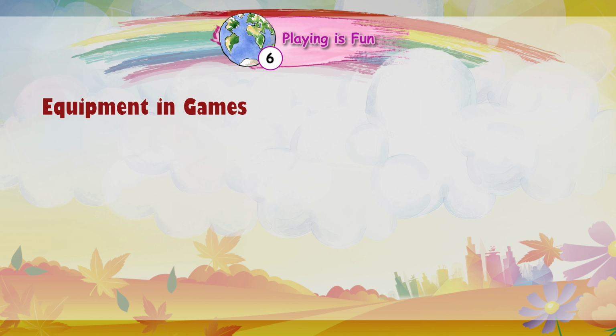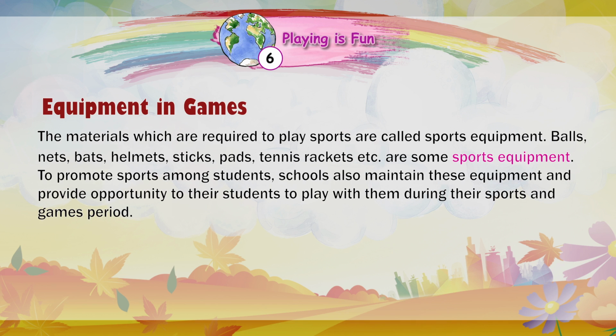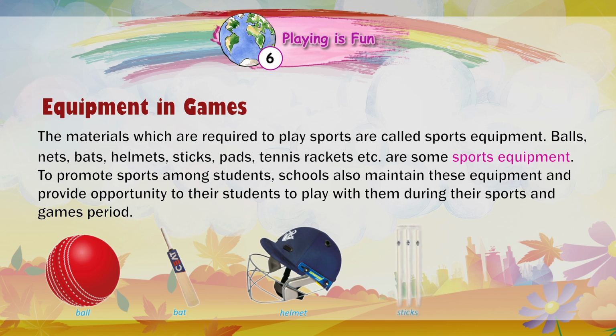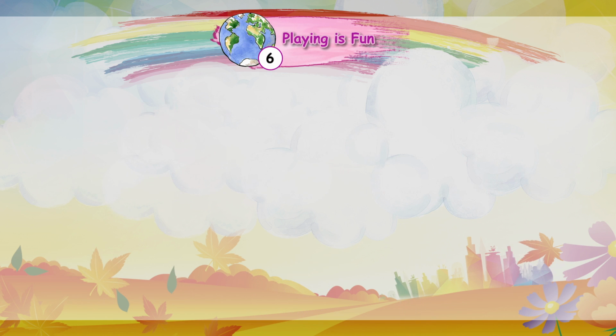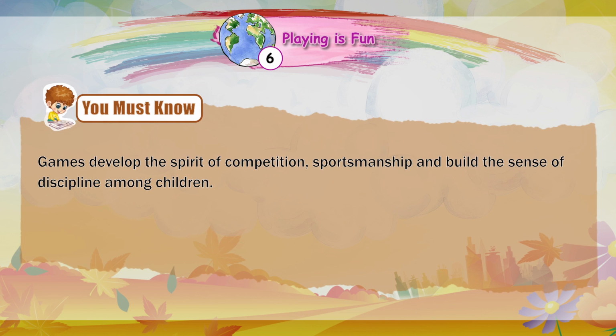Equipment in games. The materials which are required to play sports are called sports equipment. Balls, nets, bats, helmets, sticks, pads, tennis rackets, etc. are some sports equipment. To promote sports among students, schools also maintain these equipment and provide opportunity to their students to play with them during their sports and games period. You must know, games develop the spirit of competition, sportsmanship, and build the sense of discipline among children.